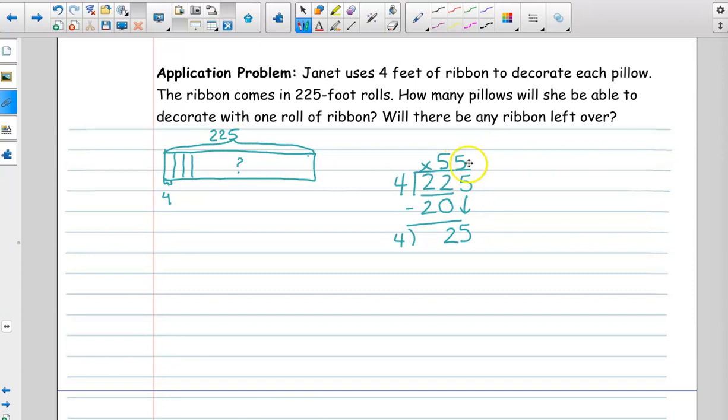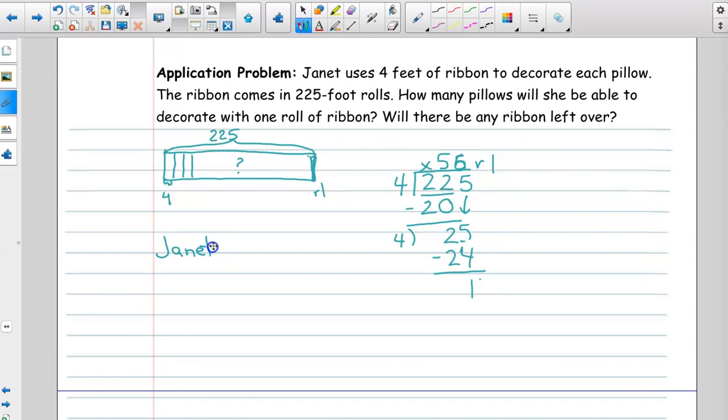5 times 4 is 20, so we used another 20 and subtract, and that, oh, I made a mistake. This should be a 6. I just noticed my remainder was too big, so this would be a 4. Because 6 times 4 is 24, and I would have a remainder of 1. And so to show a remainder here, I'm going to just shade in this part right here, and I'm going to put remainder 1. So that's my tape diagram.